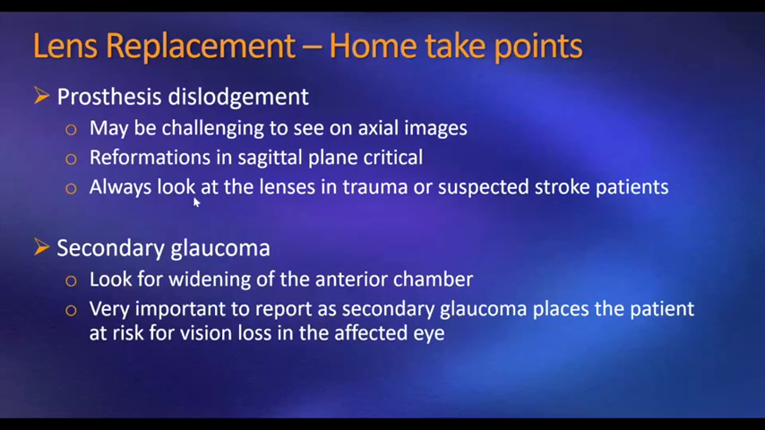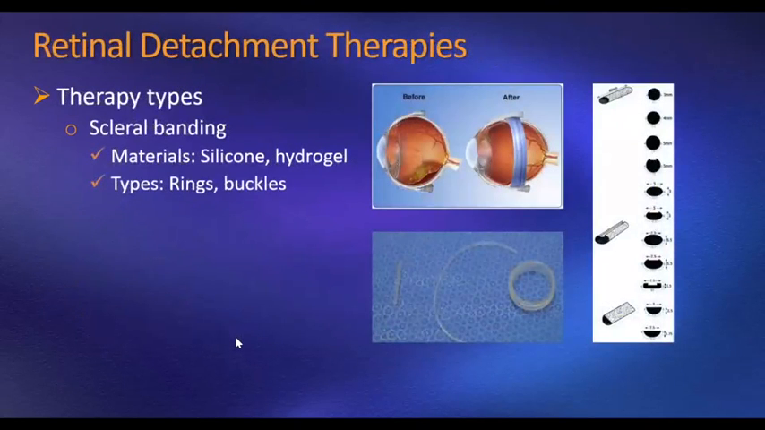And I always encourage you to look at those lenses in patients with trauma, because sometimes this lens displacement can cause the trauma or vice versa. And I have seen a subset of patients that presented with stroke-like symptoms that were related to prosthesis displacement, and you might be the first one indicating the true nature of the patient's problem. In addition, don't forget to look at secondary glaucoma that demarcates itself as widening of the anterior chamber. This is very important to report to avoid vision loss if not treated in timely fashion.